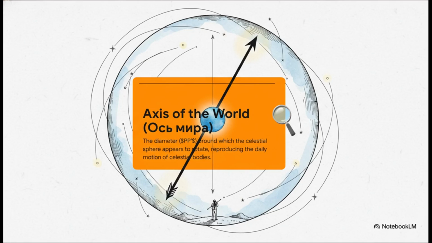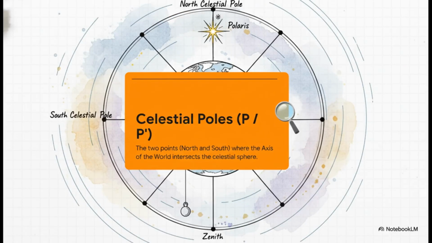From our perspective here on Earth, the entire celestial sphere seems to pivot around this single axis once every 24 hours. And just as the plumb line gave us the zenith and nadir, this new axis of the world gives us the celestial poles. These are the 2 points where this rotational axis intersects the sphere, the north celestial pole and the south celestial pole. For any of us in the northern hemisphere, the north celestial pole, or point P, happens to align almost perfectly with a certain famous star, Polaris.